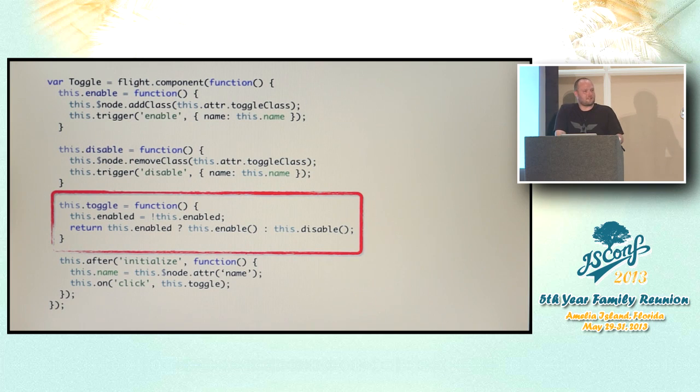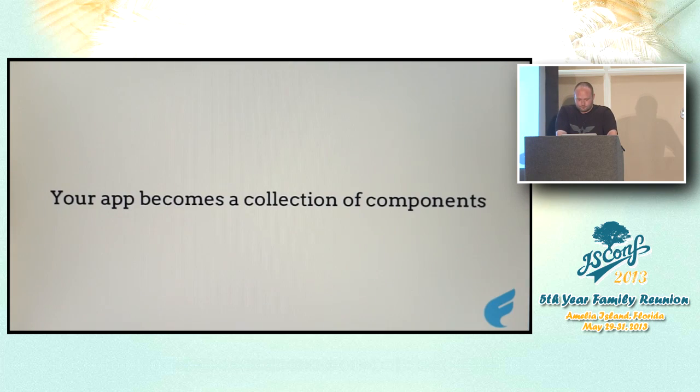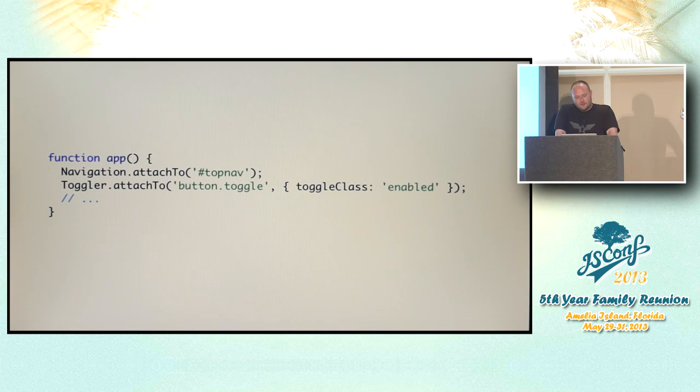But it enables us to take advantage of this decoupling. Your app basically becomes a collection of these components, all not knowing about each other, all doing their own thing in complete isolation. And the way that you structure your app and compose it is basically just by taking a collection of these components and attaching them to pieces of the DOM. So you can say, my navigation component can attach to the top nav, and I'll attach this toggler to some selector, and pass in some options for what the toggle class is called. And this is basically how the whole thing works.